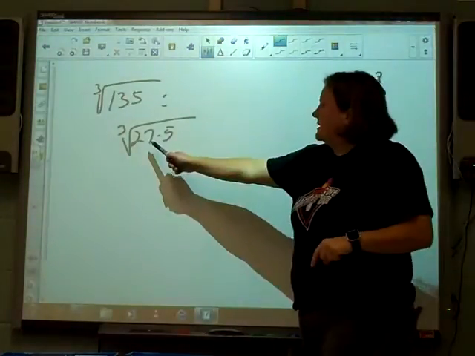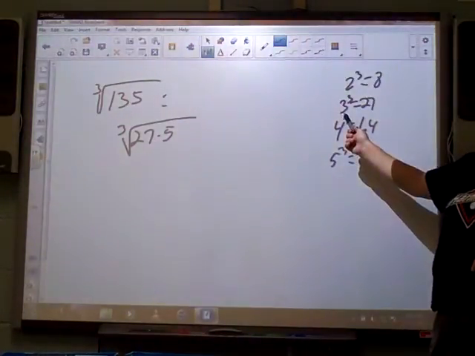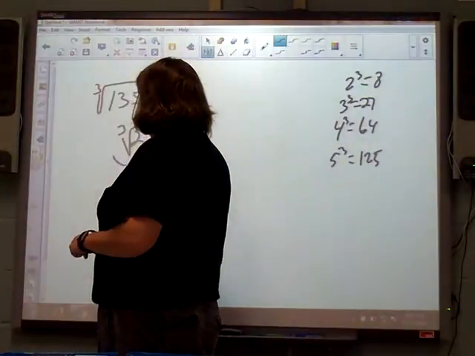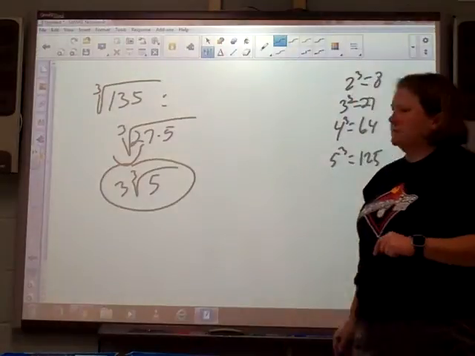What's the cube root of 27? 3. So we bring the 3 out. 5 has to stay in. That's it.